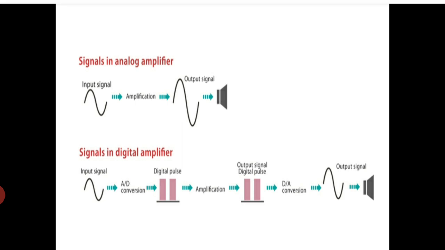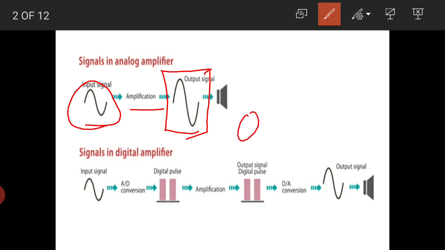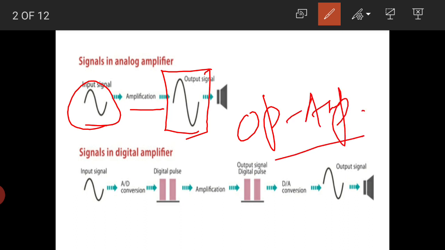Here we can see at the input side, this input signal has a small amplitude, but as we pass it through the amplification circuit, it will amplify the input signal and give a high value of output signal. So let us understand why it is known as operational amplifier.